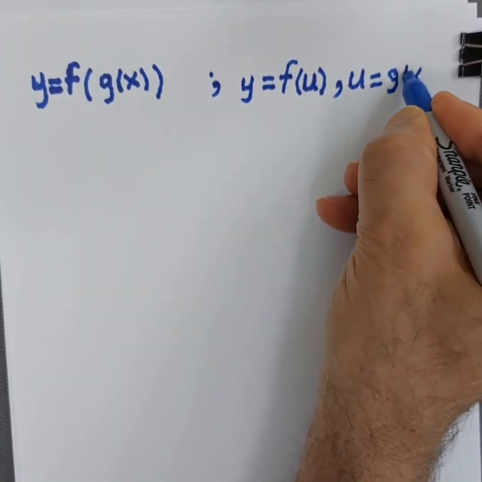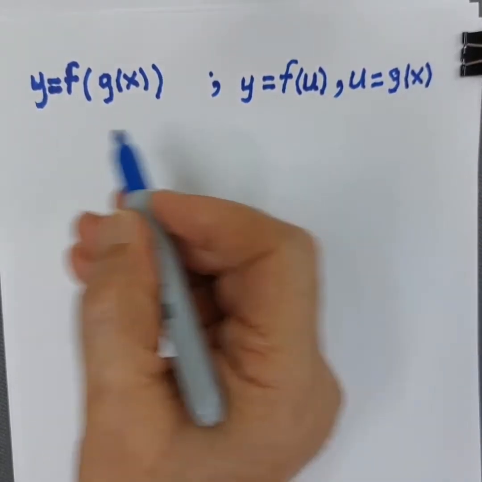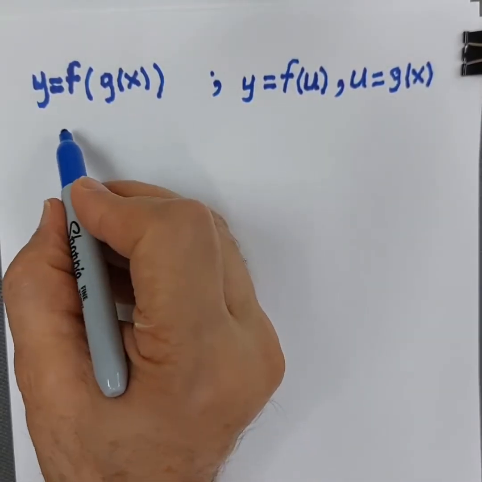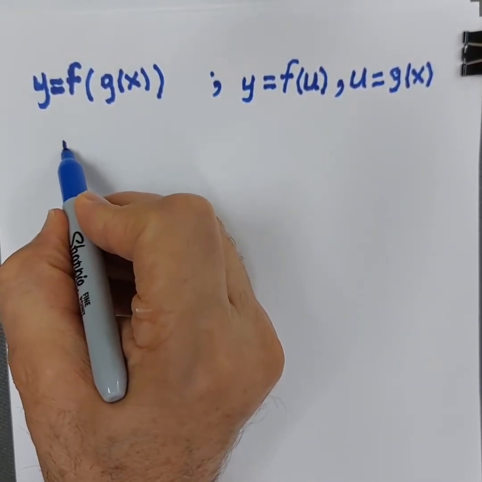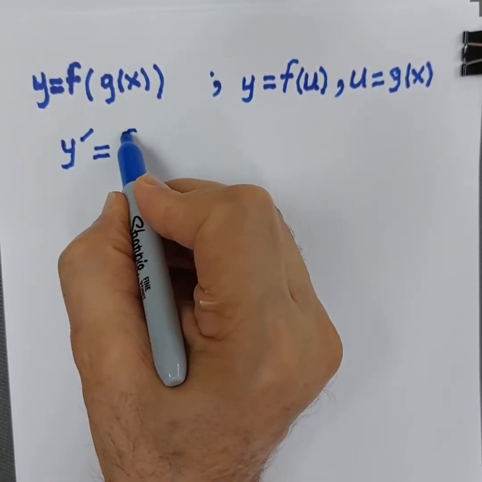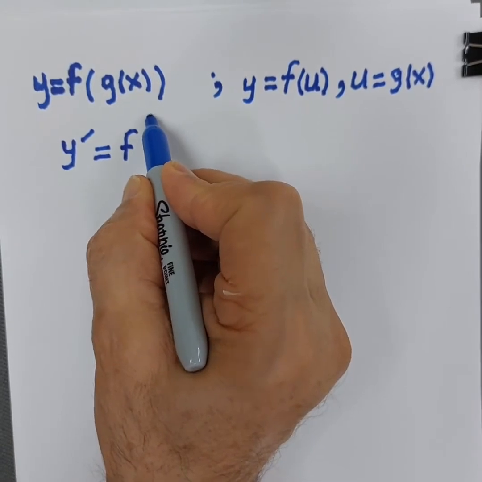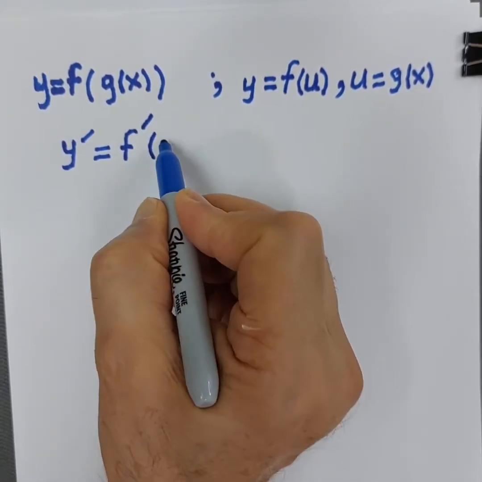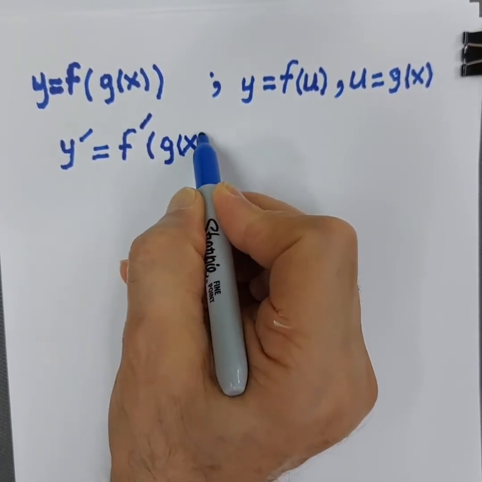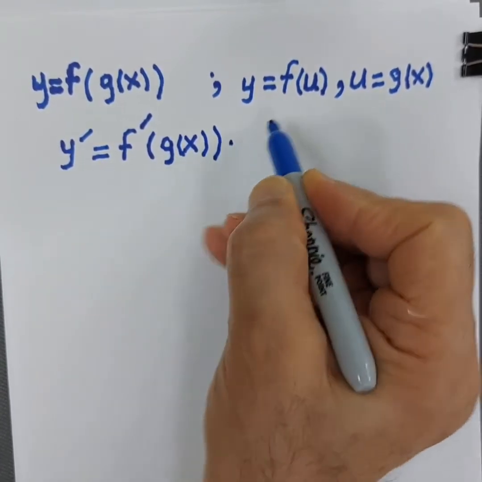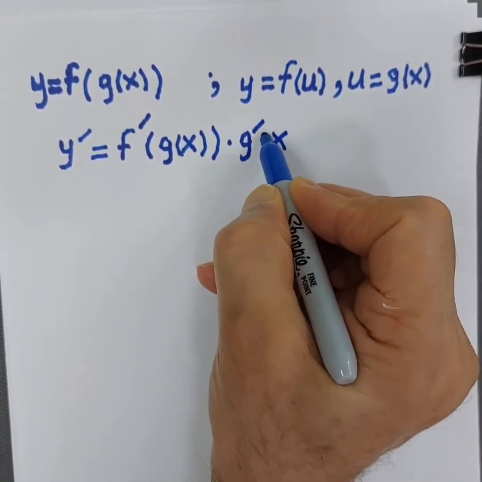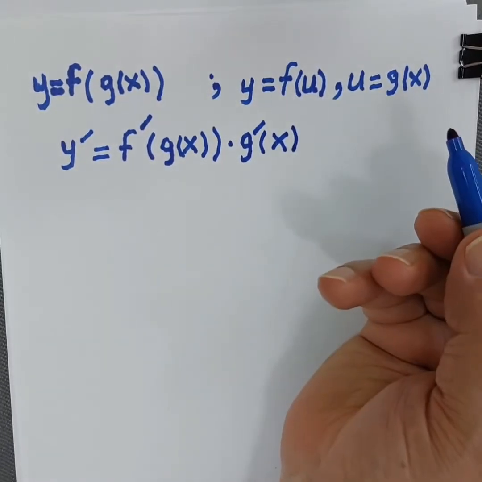We just discussed this case, and we said the derivative of y, y dash, can be gotten by finding the derivative of f with respect to g, multiplied by the derivative of g with respect to x. This is the chain rule we discussed.